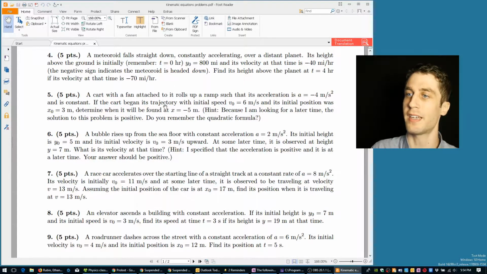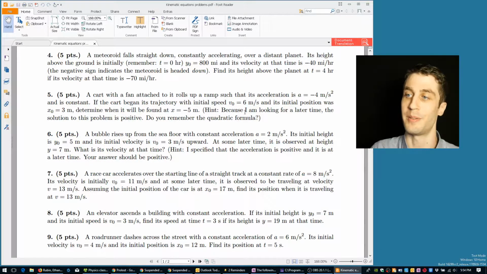Problem 5. A cart with a fan attached to it rolls up a ramp such that its acceleration is a equals negative 4 meters per second squared and is constant. If the cart began its trajectory with initial speed v naught equals 6 meters per second and its initial position was x naught equals 3 meters, determine when it will be found at x equals negative 5 meters. So find the time is what it's asking for.